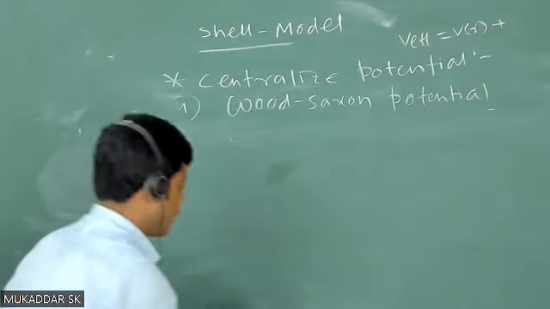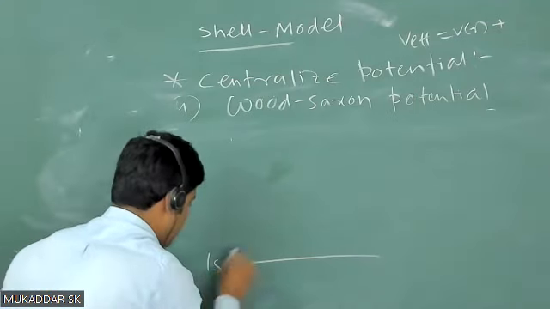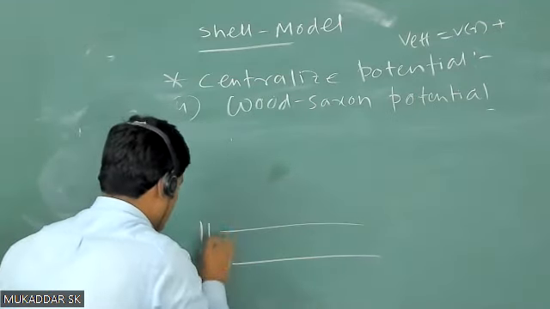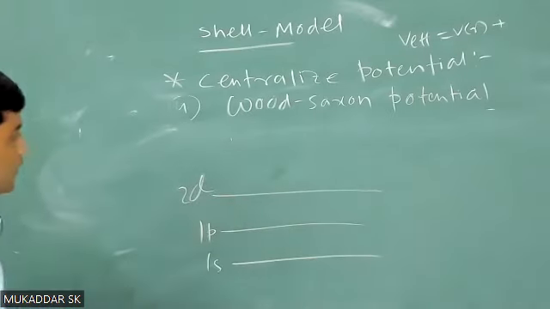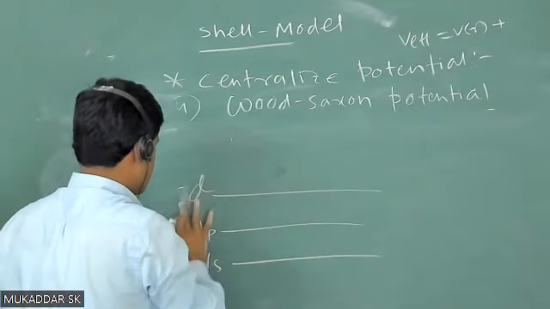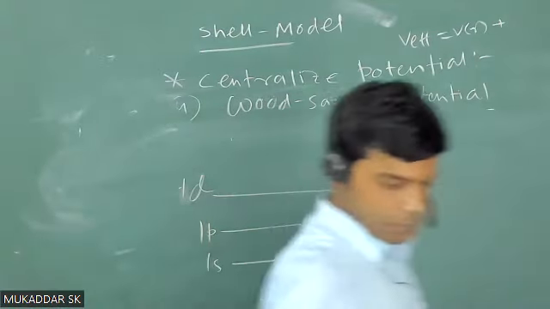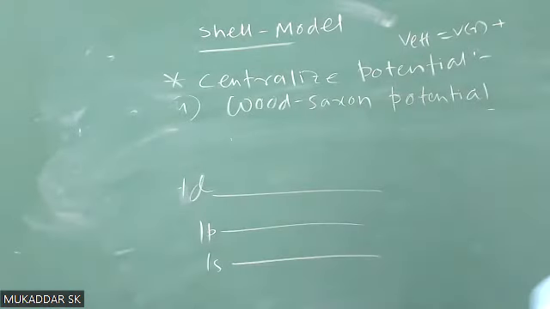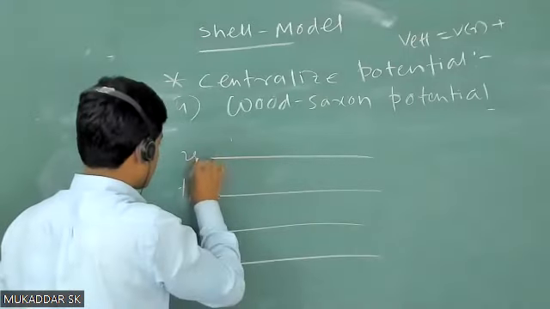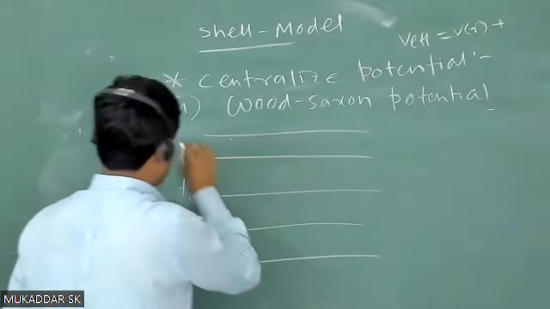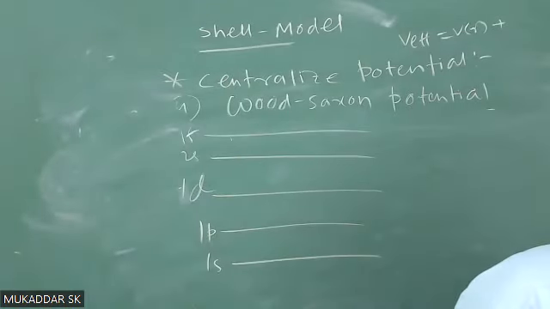So they have obtained it like this. If you see, first the energy corresponding to 1s, then 1p, then 1d, then 2s, then 1f, and so on.